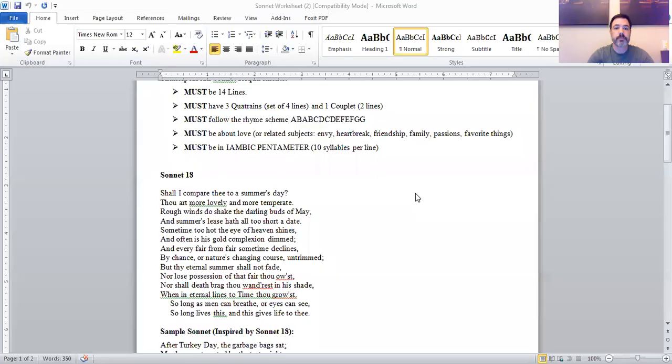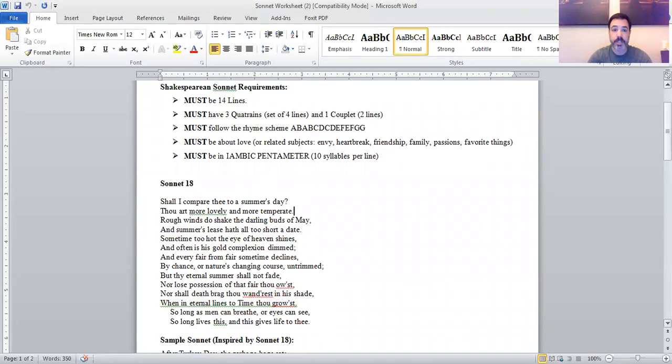All right. So, just to recap, 14 lines, 3 quatrains. That's 3 sets of 4 lines and 1 couplet. Follow the rhyme scheme A, B, A, B, C, D, C, D, E, F, E, F, G, G.